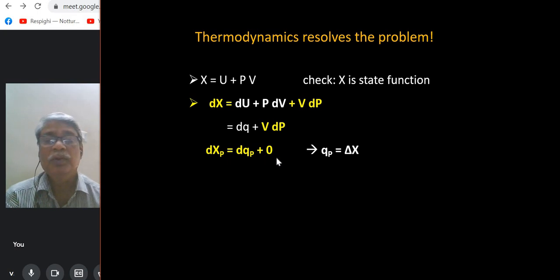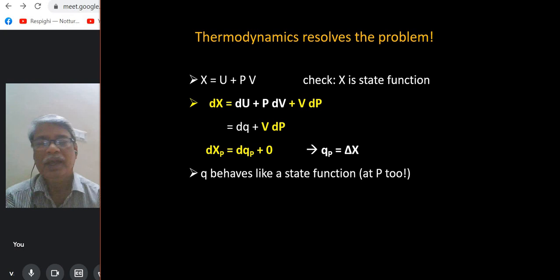Okay, so now we can say, after integrating, that Qp is equal to delta X. Is X a state function? Yes, the way I have defined X, U, P, V, all the right hand side terms are state functions, so X is also a state function. So the problem is resolved by thermodynamics. We got a new function X. Now we can say Q behaves like a state function at constant pressure too. Actually, know that this X is nothing but enthalpy, or we sometimes call it heat content.